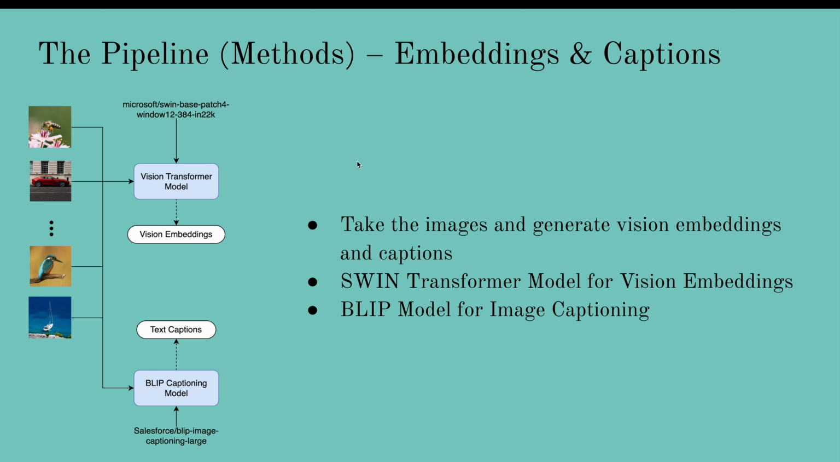So the first part is to generate embeddings and captions from the images. To generate the embeddings, I use the Vision Transformer model from Microsoft, specifically the swin-base-patch4-window12-384-in22k model, which is available in the Hugging Face library. And to generate text captions, I used the BLIP captioning model from Salesforce, specifically the blip-image-captioning-large, which is also available in Hugging Face.